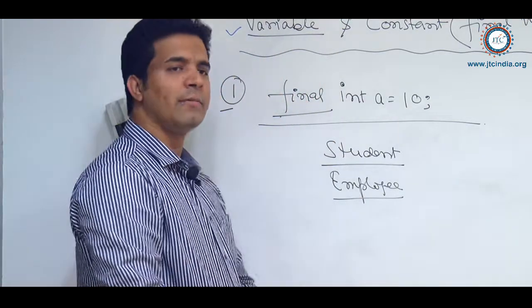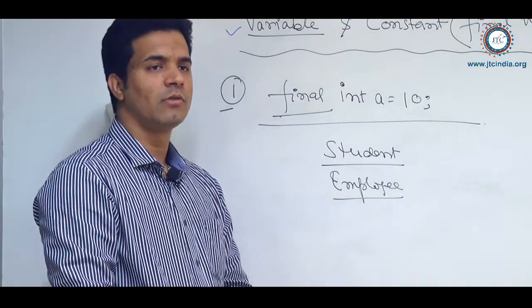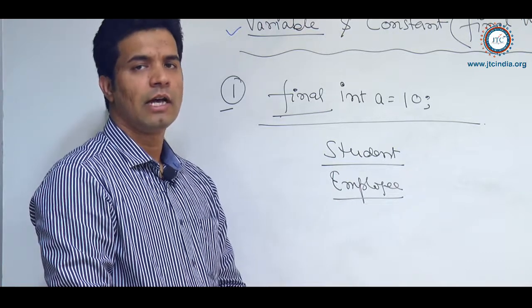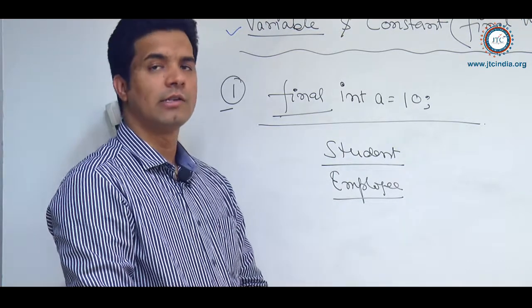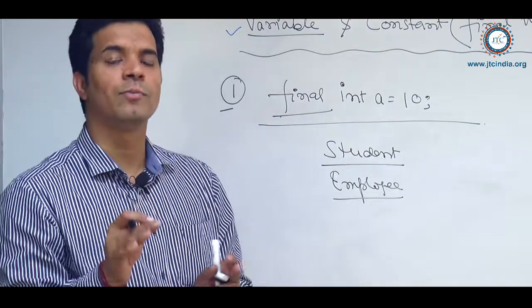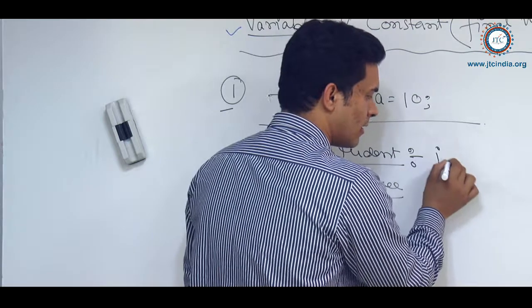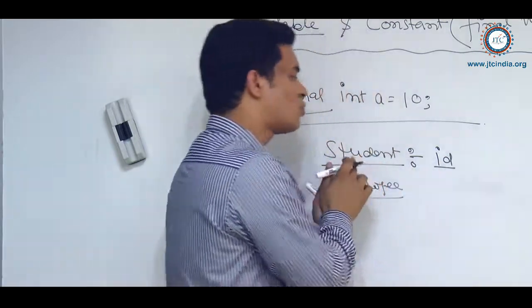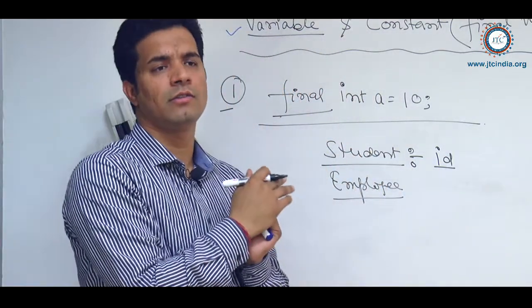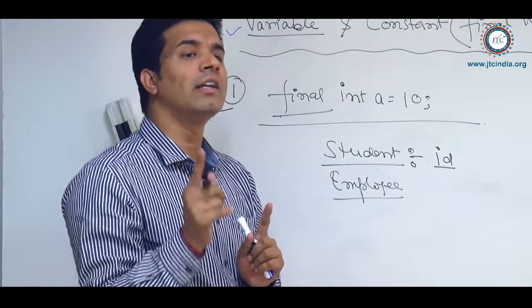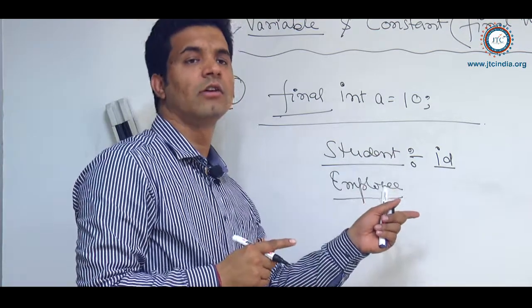About this student and employee, there are some properties which could be variable and some properties which could be constant. What could be a constant? Suppose when we talk about ID, each of the students is going to have a different ID. So we can't declare ID as a constant.